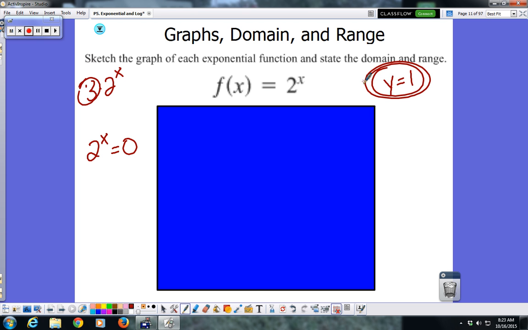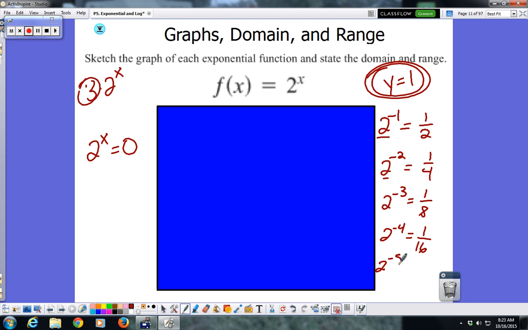2 to the negative 1 power. You need a bar underneath, bring it to the bottom. 2 to the negative 1 is 1/2. 2 to the negative 2, again, put bar underneath, bring it to the bottom, that's 1/4. 2 to the negative 3 is 1/8. 2 to the negative 4 is 1/16. 2 to the negative 5 is 1/32. Do you see it's kind of the same thing in reverse? 2 to the negative 6 is 1/64.